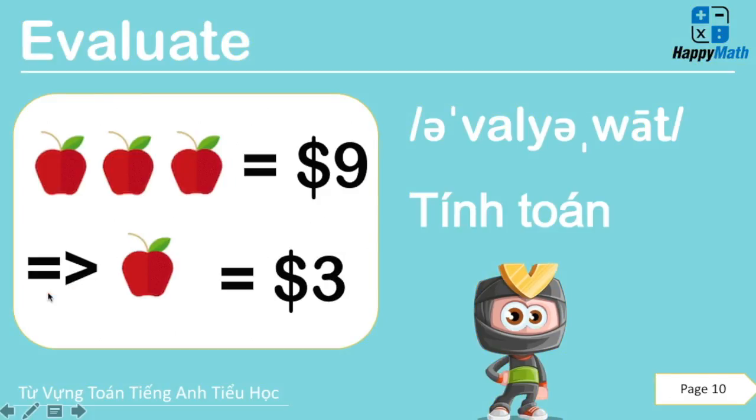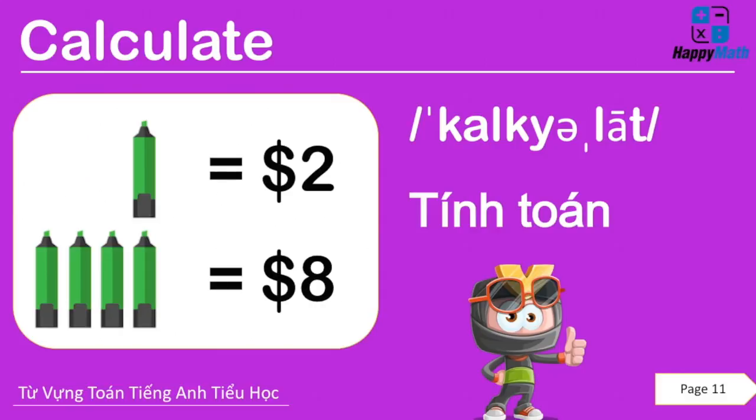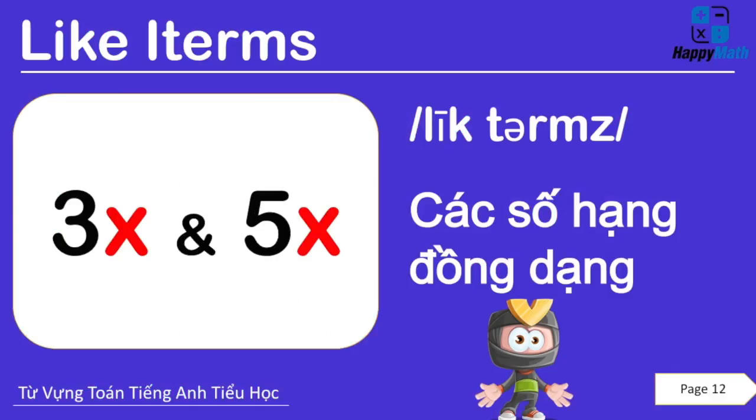Evaluate. Calculate. Like items. Like terms means các số hạng đồng dạng. Another example of like terms: you have 4x squared and 6x squared. Or another one is the same term, which means the variables have to be in the same form. Another example is 3x squared yz, and another one is 5x squared yz.